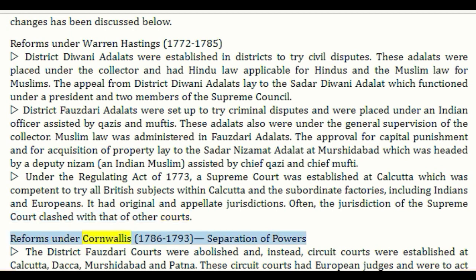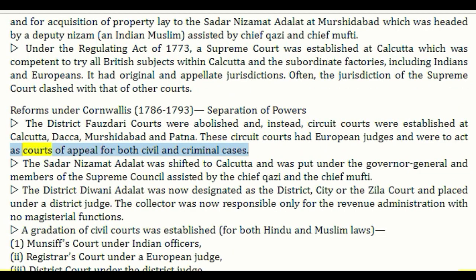Reforms under Cornwallis, 1786 to 1793: separation of powers. The district Fauzdari courts were abolished and, instead, circuit courts were established at Calcutta, Dhaka, Murshidabad and Patna. These circuit courts had European judges and were to act as courts of appeal for both civil and criminal cases. The Sadar Nizamat Adalat was shifted to Calcutta and was put under the Governor-General and members of the Supreme Council assisted by the Chief Qazi and the Chief Mufti.